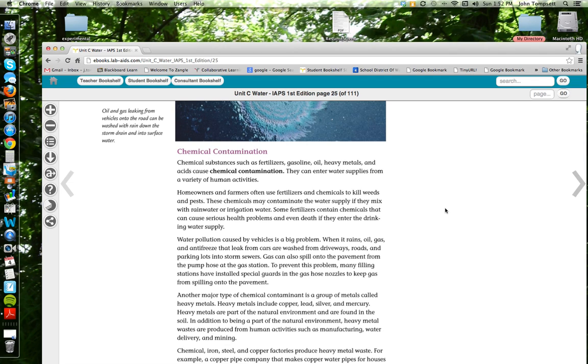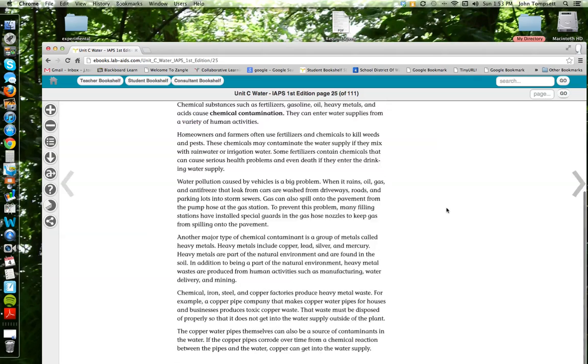Another major type of chemical contaminant is a group of metals called heavy metals. Heavy metals include copper, lead, silver, and mercury. Heavy metals are part of the natural environment and are found in the soil. In addition to being a part of the natural environment, heavy metal wastes are produced from human activities such as manufacturing, water delivery, and mining.